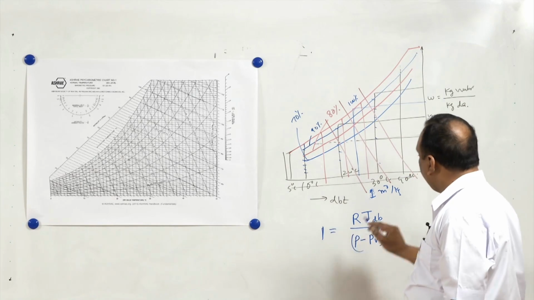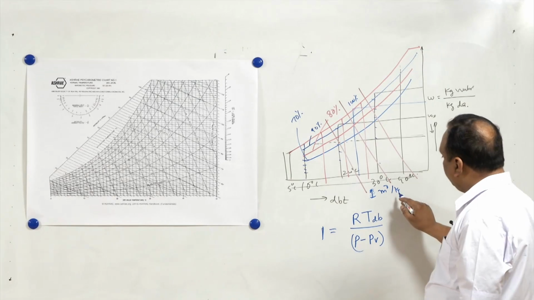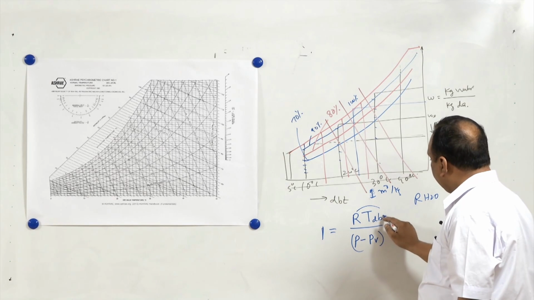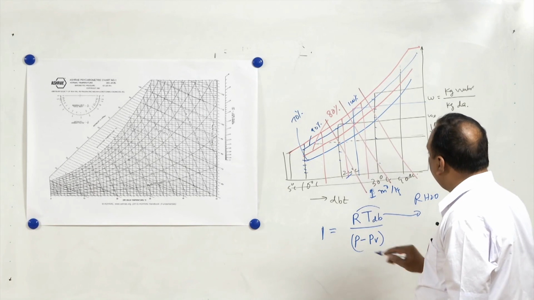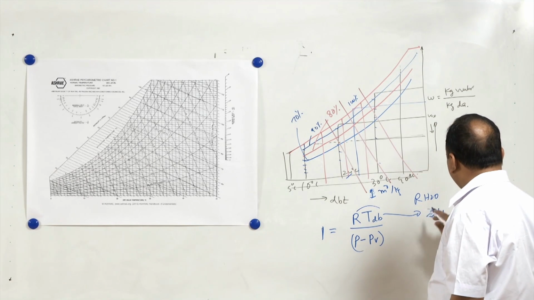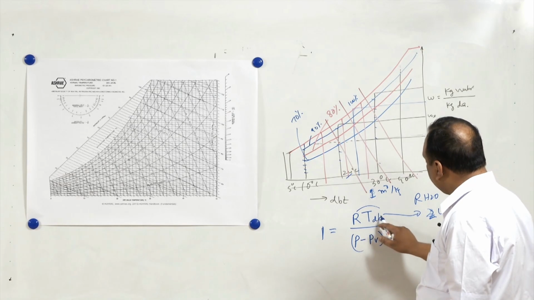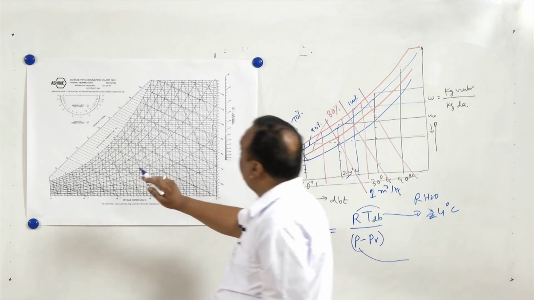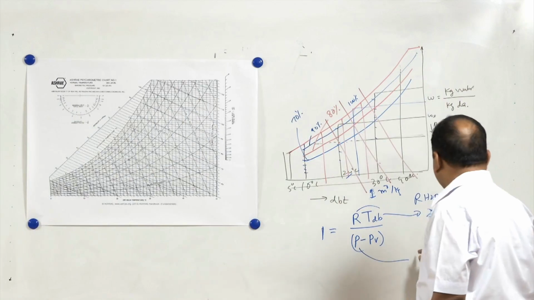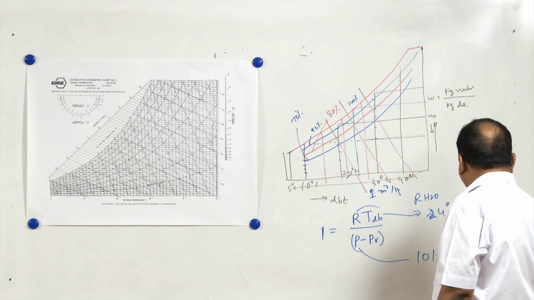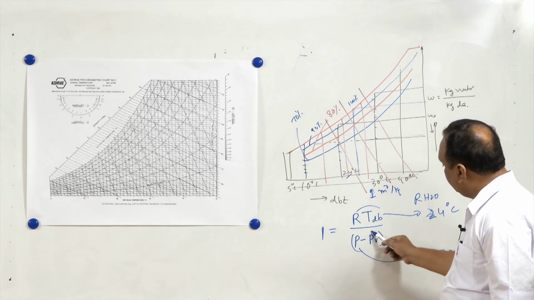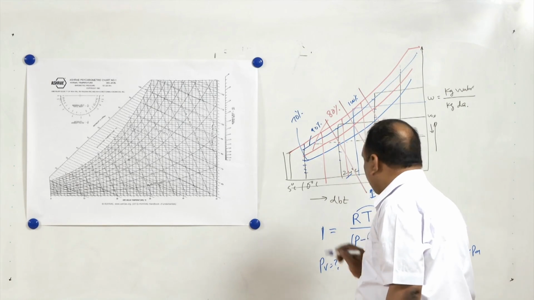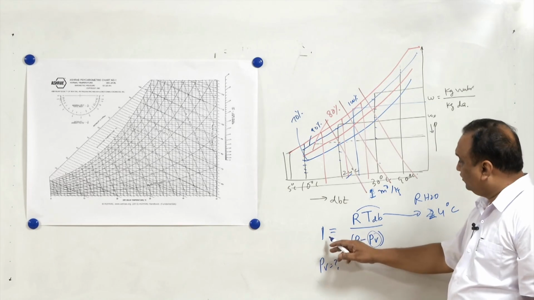Now, 1 is with us. I want to have a constant volume line of 1 meter cube per kg. R we know for air. Let us assume one dry bulb temperature as 24 degree centigrade. Now, R is with us, dry bulb temperature is with us, P is already with us, it is given here, sea level 101.325 kilopascal. What is unknown here is PV. So, from this equation, we can find the value of PV for 1 meter cube per kg of volume.